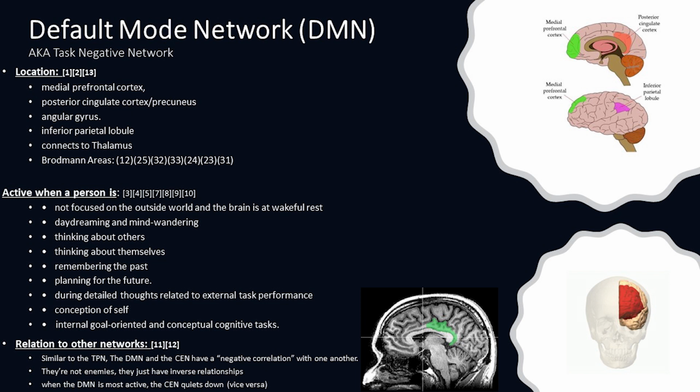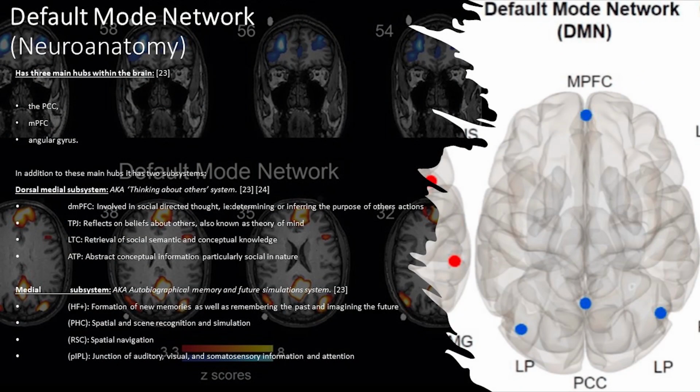In its relation to other networks, similar to the TPN, the DMN and the CEN have a negative correlation. So we know already that it's related to other networks and it's involved in switching depending on what the external environment is asking of us. One thing that's really interesting about this network compared to others is that it can be broken down into two different subsystems, the dorsal medial subsystem and the medial subsystem. The first is the thinking about others system, involved in socially directed thought, determining the purpose of another's actions, beliefs about others, retrieval of social semantic and conceptual knowledge, and abstract conceptual information, particularly social in nature.